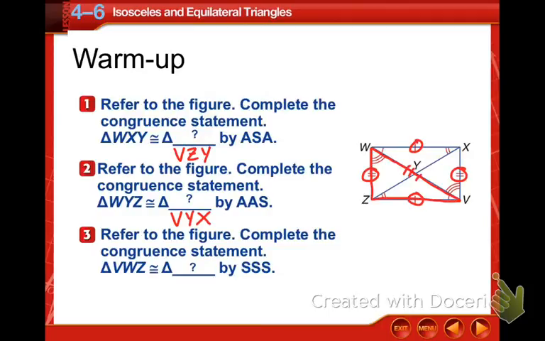So now once again, we just need to name it properly. Angle V matches with angle W. Angle W matches with angle V. And angle Z matches with angle X. WVX. It's not a U. There is no U in this.